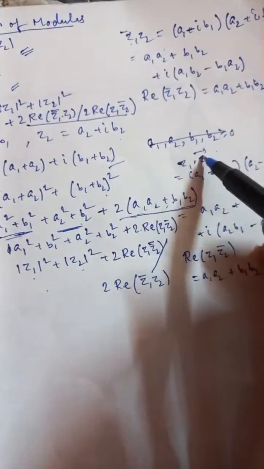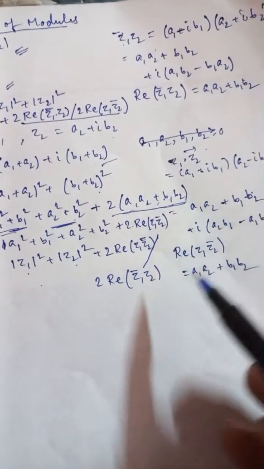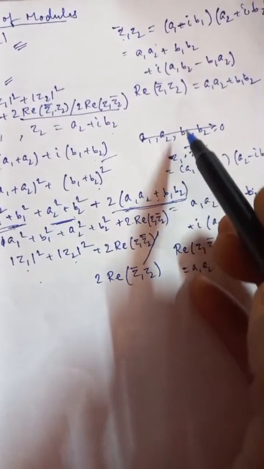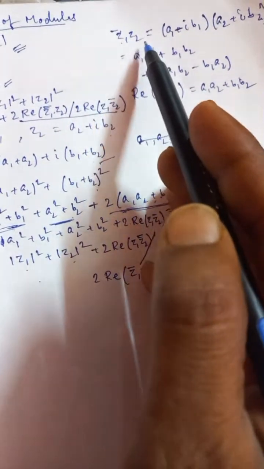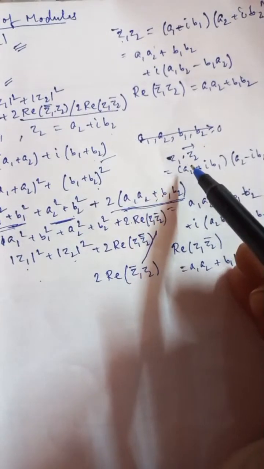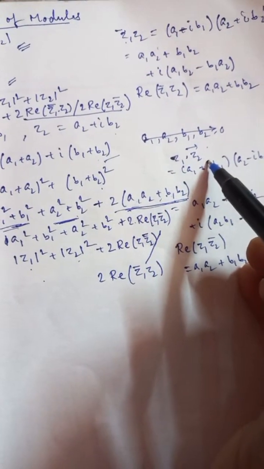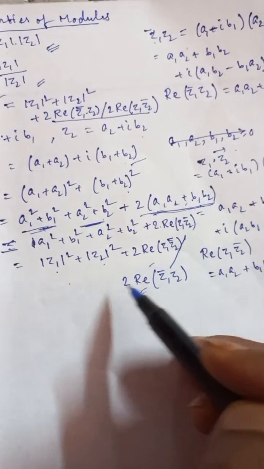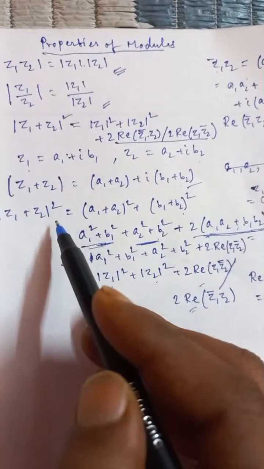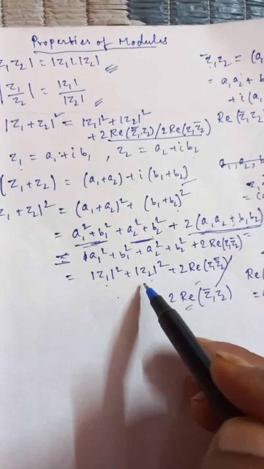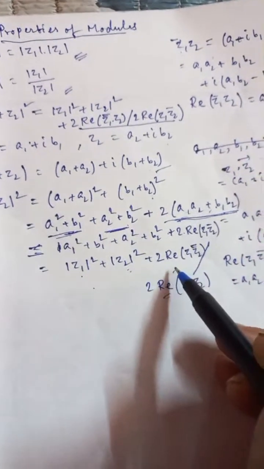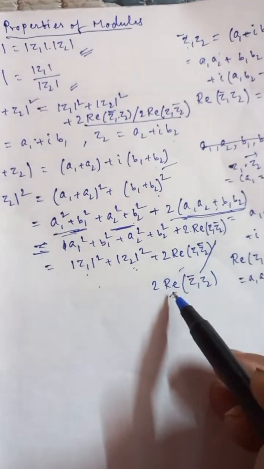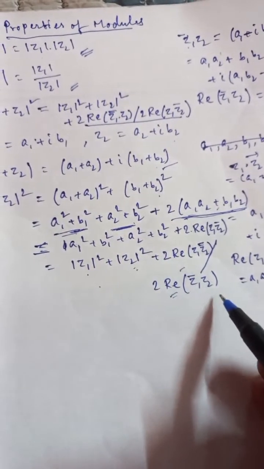So in each case we are getting that this comes in the real part of z1 bar z2 or z1 z2 bar. So we just write this, and we have the required formula that mod of z1 plus z2 whole square is equal to mod of z1 whole square plus mod of z2 whole square plus 2 into real part of z1 z2 bar or real part of z1 bar z2.